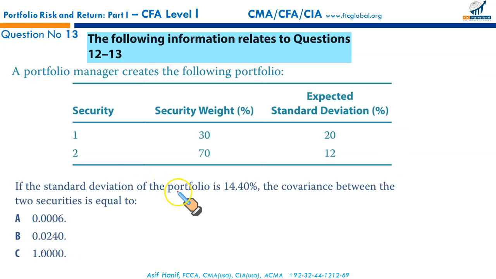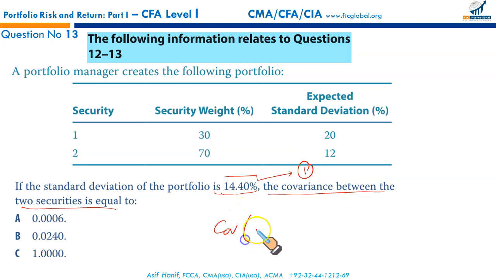Alright, if the standard deviation of the portfolio is 14.4%, and we just did it in the previous part, the standard deviation of the portfolio of 14.4% is only possible when the correlation coefficient is 1, right? So the covariance between the two securities, we know how to find it. Covariance of security 1 and security 2 is equal to the coefficient of correlation multiplied by the standard deviation of security 1 and the standard deviation of return of security 2.